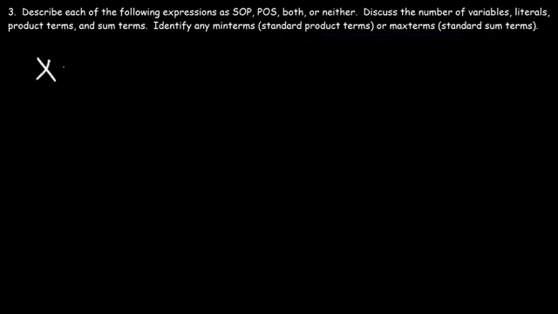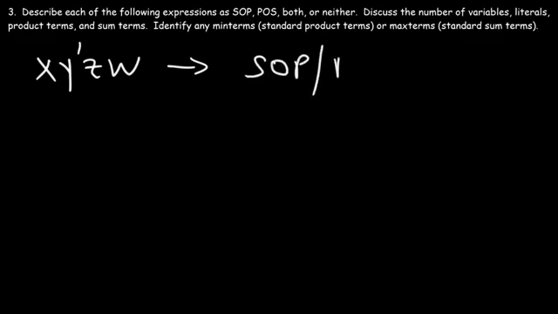Now let's move on to our next example. Let's say we have the expression x, y prime, z, w. So this expression, is it an SOP expression, a POS expression, both, or neither? What would you say? It turns out that this is both a sum of products expression, and you could describe it as a product of sums expression.